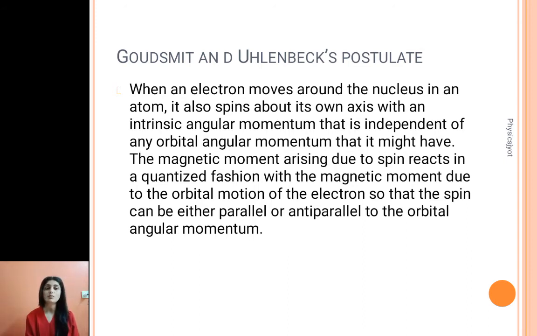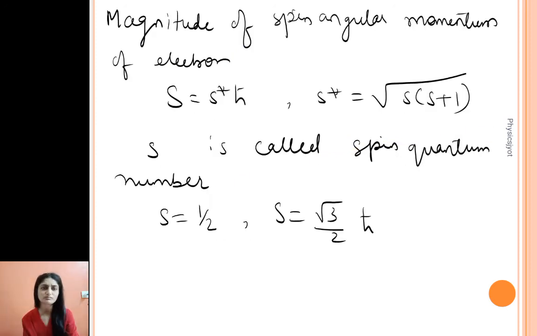The magnetic moment arising due to spin reacts in a quantized fashion with the magnetic moment due to orbital motion of the electron, so that the spin can be either parallel or anti-parallel to the angular momentum. This we will understand when we study the vector atom model. Now, we know that the angular momentum L is L star h cross. In a similar way, we can write the spin angular momentum as S star h cross. We know that L star is the square root of L into L plus 1.